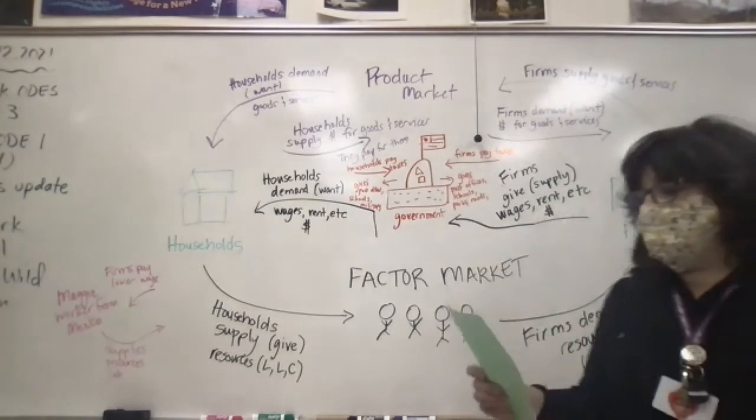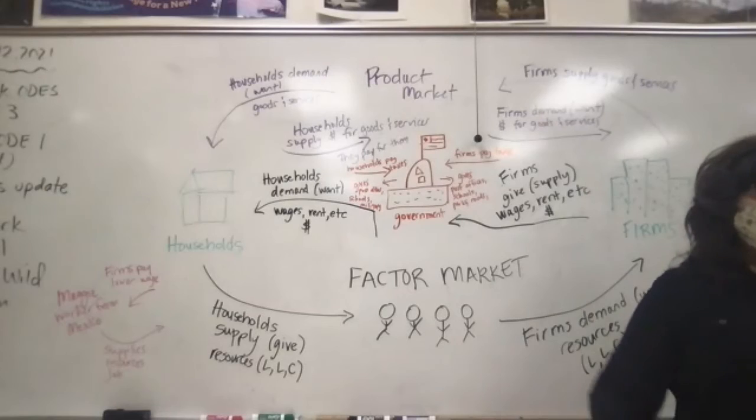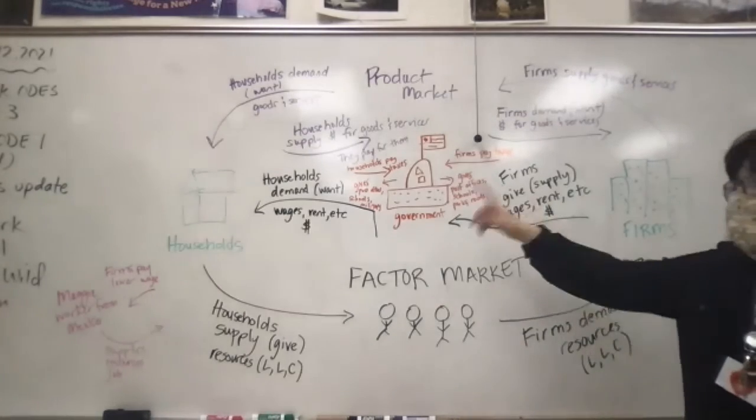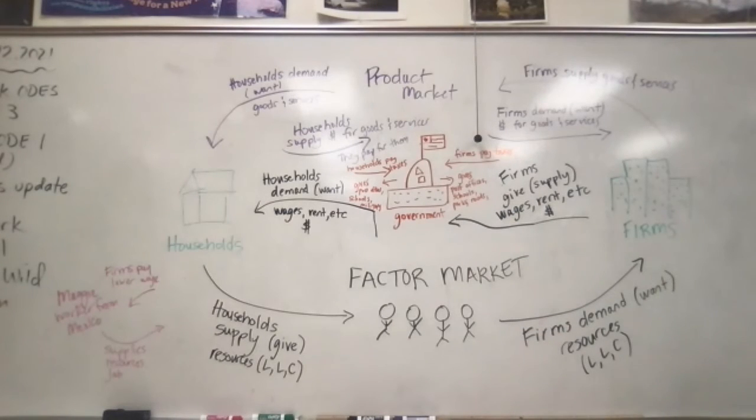What do firms get or demand in the factor market? Resources, right? We know land, labor, capital, right? And again, what do they supply? What do firms supply in the factor market? What are they giving? Money in the form of wages and rent, right? What do households get or demand in the factor market? Money. And what do they supply? Resources. Exactly. Okay. So the same thing.